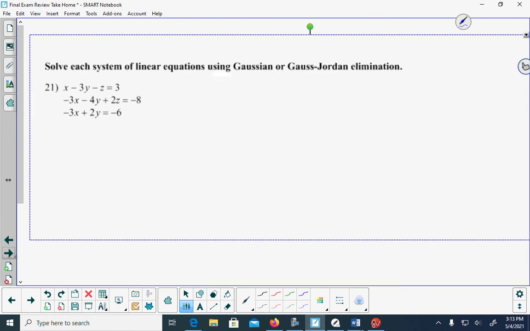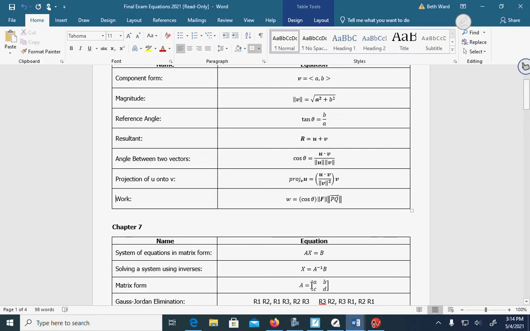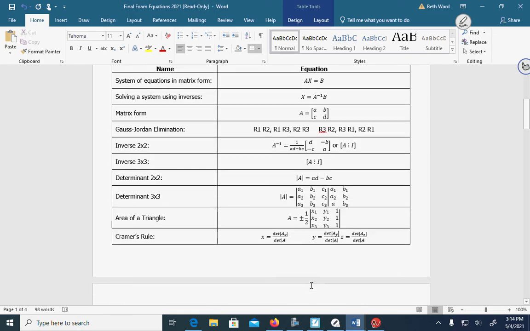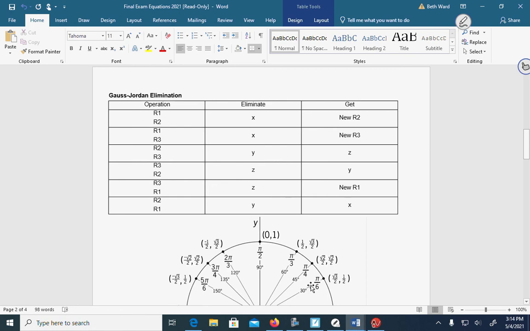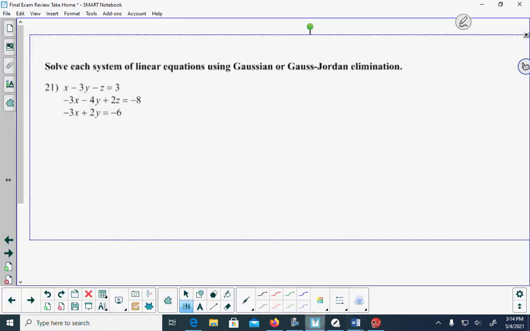But on the free response, we are going to have one where you have to solve it by hand. So it's going to say use Gaussian or Gauss-Jordan elimination, which means I am going to do the entire reduced row echelon form. And if I'm freaking out, I'm not going to freak out. I'm going to look at my formula sheet, and I have this little guide right here with me sitting there whispering good vibes to me so I can do this.